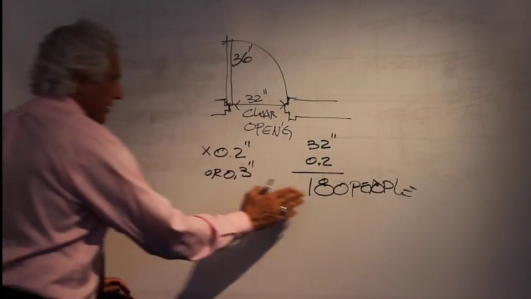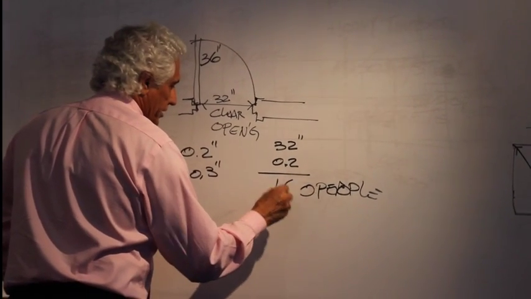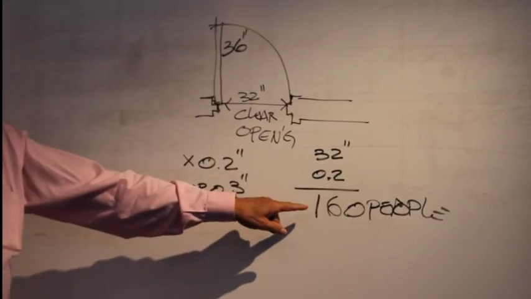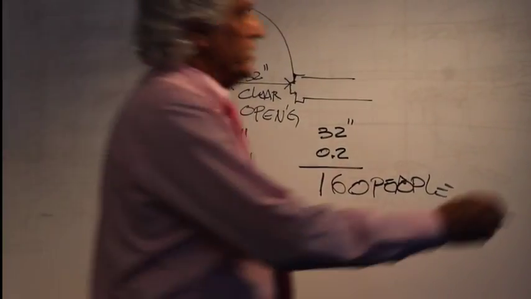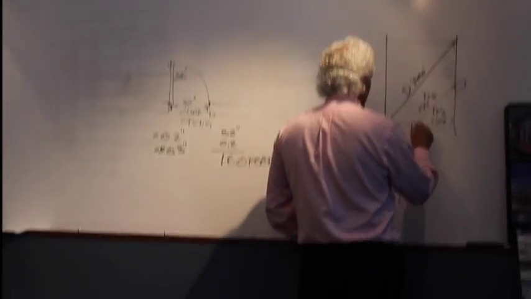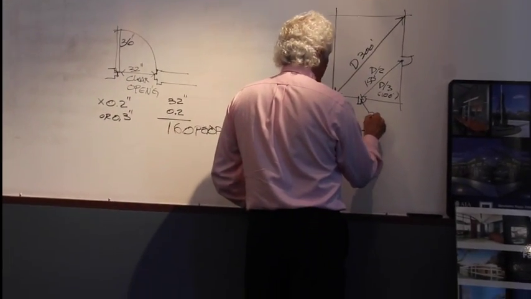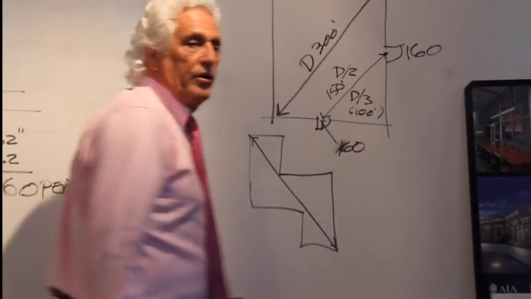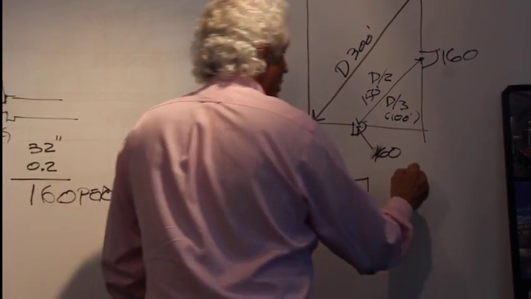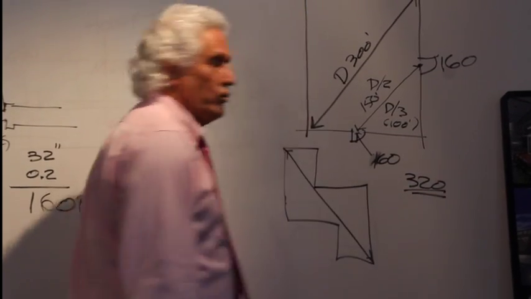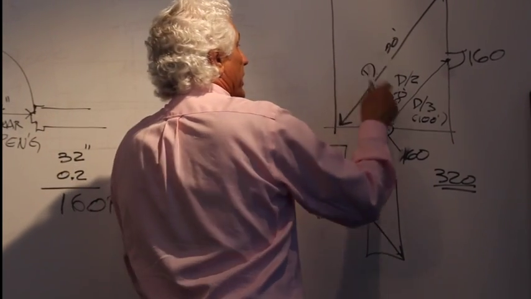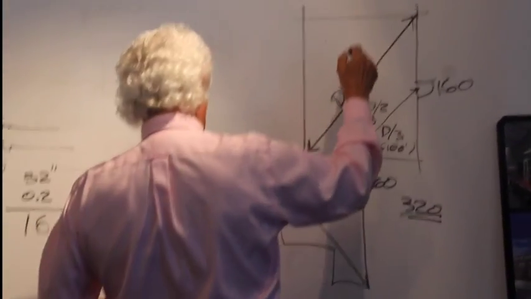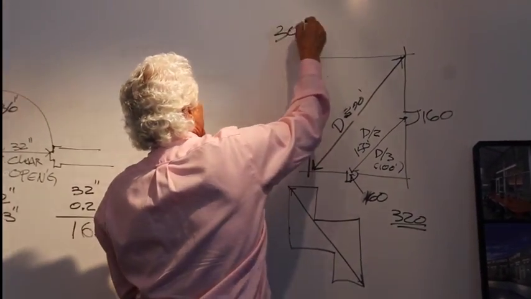I'm sorry, 160. I wrote 180. I saw 160 and I wrote 180. My mistake. So the code allows you to have 160 people through there. So that means in this case, if I have a 36-inch door, I can get 160 people in here and 160 people out of here. So what do I have for a total? 320 people. I'm good to go. I have 300 people up here.